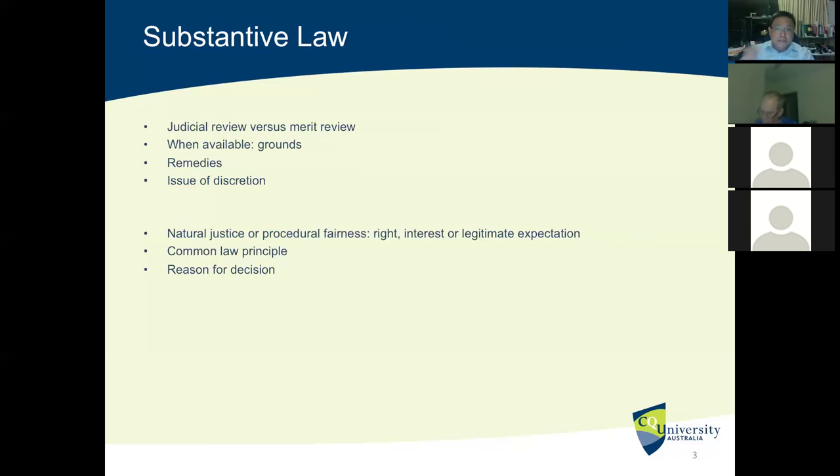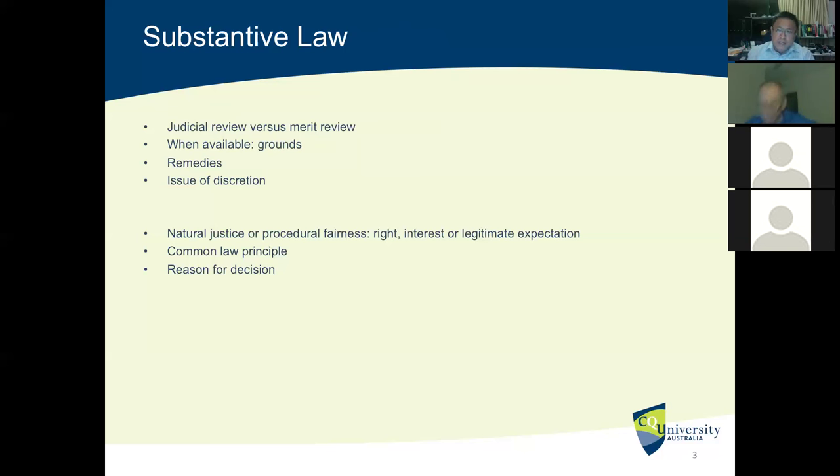So as far as judicial review is concerned, we focus on the lawfulness or legality of the decision. And so we can look at the grounds of judicial review under the ADJR Act, and Section 5 gives you a sense of what would constitute questions about the legality or lawfulness of the decision. Okay, so that's crucial.